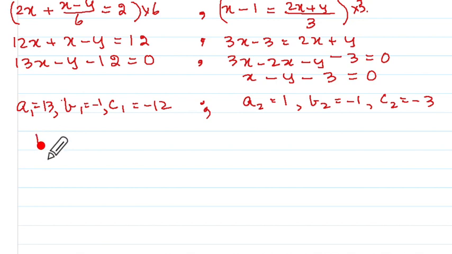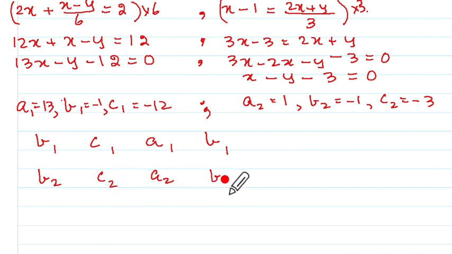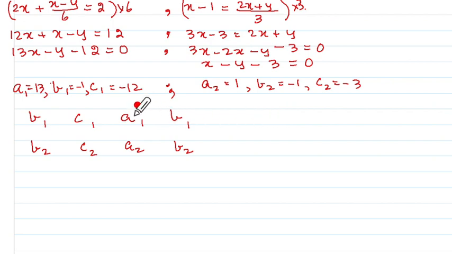Then we are going to write b1, c1, a1, b1. Then we are going to write here b2, c2, a2, b2. And this side we will put those numbers here. So b1 is your -1, c1 is your -12, a1 is your 13, b1 is -1. The same thing for the second equation. Your b2 is -1, c2 is -3, a2 is 1, and b2 is -1.